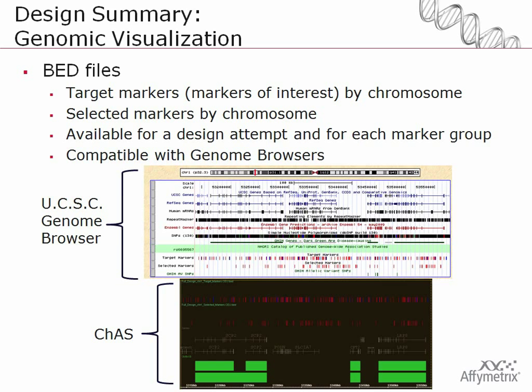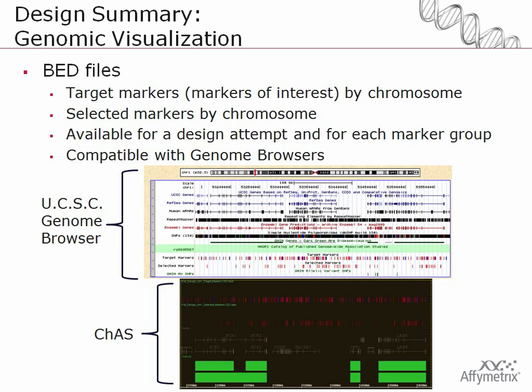The bed files are all broken down by chromosome, because otherwise they get too large. So we provide the target markers, or those are the markers of interest, by chromosome. A second file is the selected markers by chromosome. And then they are available at both the design attempt level and for each marker group. And bed files, as you're probably aware, are compatible with the genome browsers.